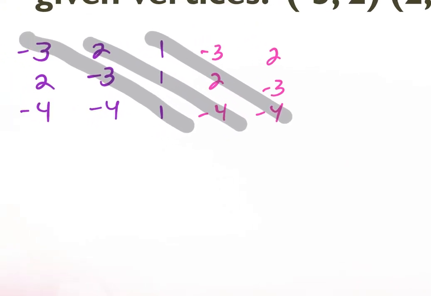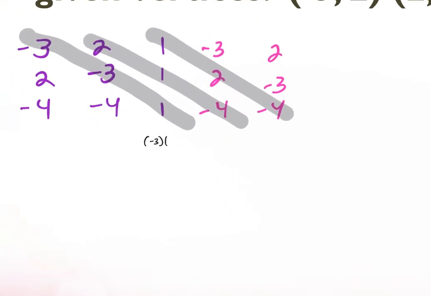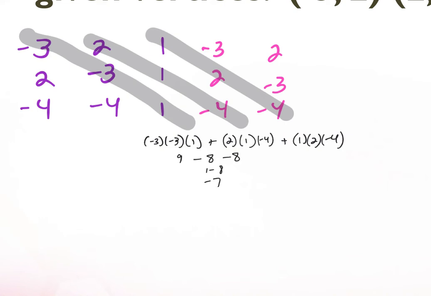So this would be -3 times -3 times 1 plus 2 times 1 times -4 plus 1 times 2 times -4. Now, I know you guys are smart and sometimes also lazy, and so you don't write that stuff out and you try to do it in your head, and that is where you will mess it up. So I'm telling you right now, take that extra 5 seconds and write it out. So you get 9 minus 8, or 1 minus 8, which is -7.